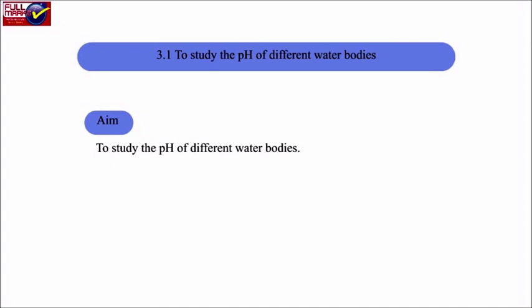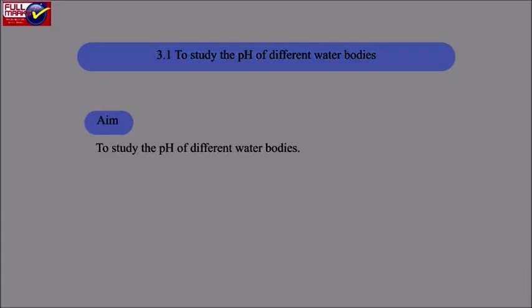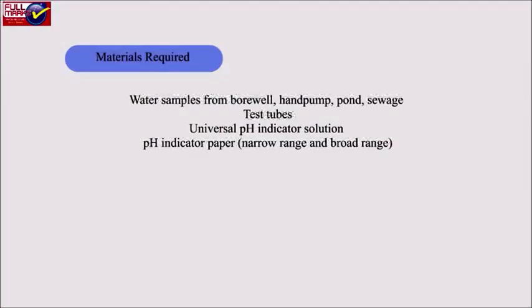Aim: to study the pH of different water bodies. Materials required: water samples from borewell, hand pump, pond and sewage; test tubes; universal pH indicator solution; pH indicator paper, narrow range and broad range.